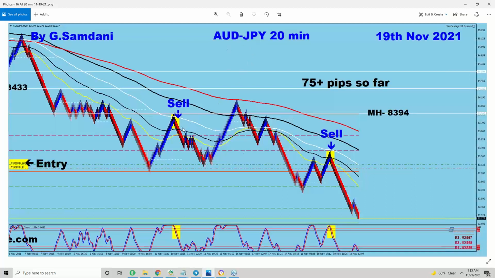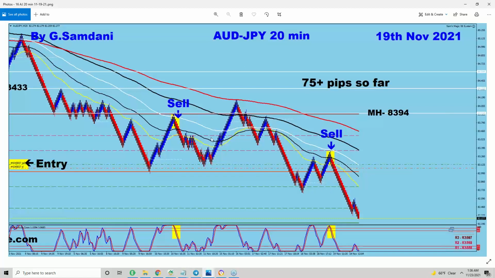Now, any other? Okay, all right. Aussie Yen, you can see the same scenario here. And it started to come down here. I didn't cash out and I paid the price, right? So I was sitting at break even. So yeah, it took me out, no problem.